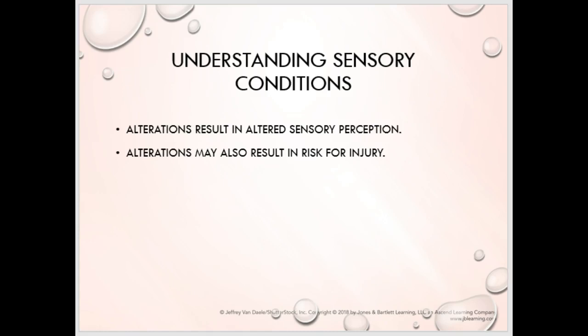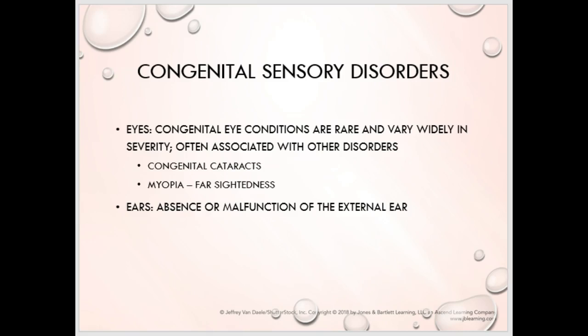If we have glaucoma, and that's one of the first things on the list here, if you don't remember the exact description of glaucoma, it can put pressure on your optic nerve, which can lead to blindness. So congenital sensory disorders, two simple things we're going to go over here. Eyes and ears. With the eyes, we can actually have congenital cataracts.